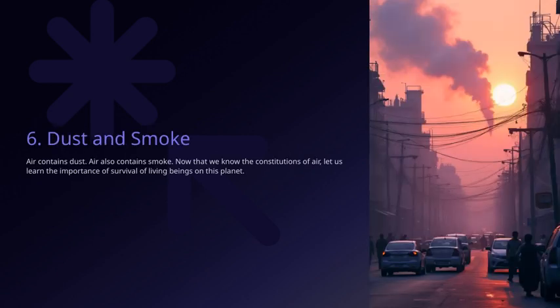Now let's talk about dust and smoke in the air. As we mentioned earlier, air isn't just empty space. It contains tiny particles like dust and smoke. Dust consists of small particles from soil, pollen, and other materials, while smoke is made up of tiny combustion particles. These particles are everywhere around us, but they can have significant effects.